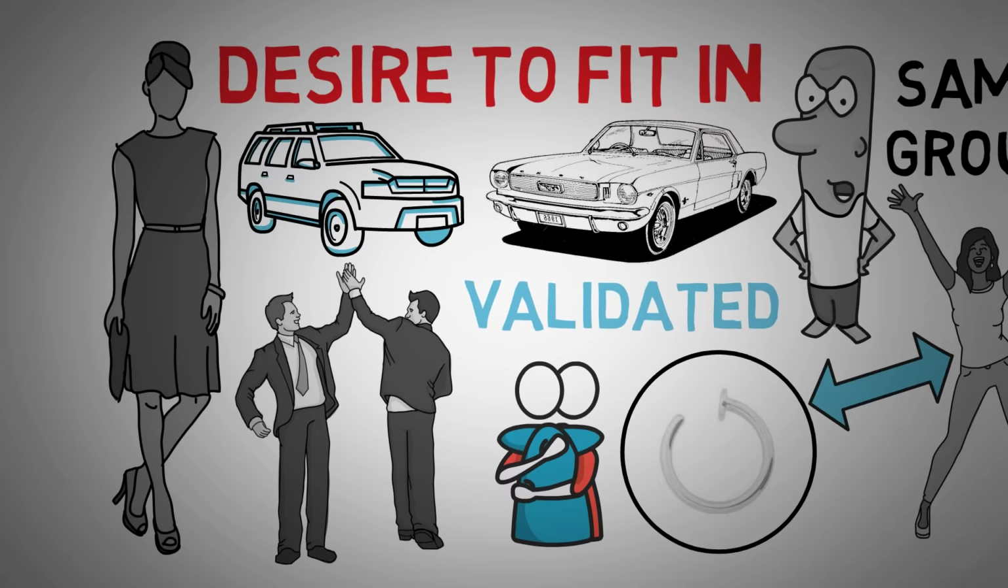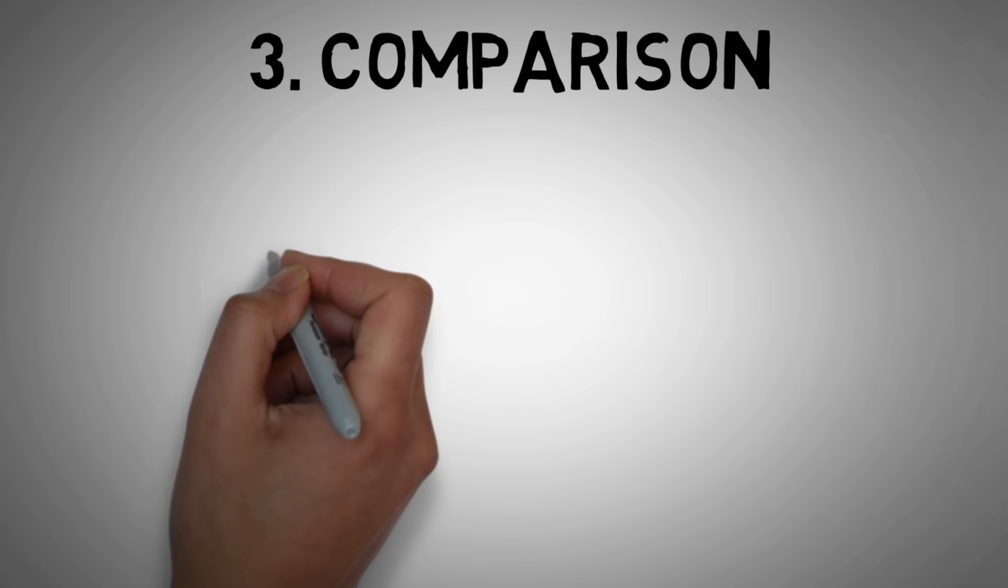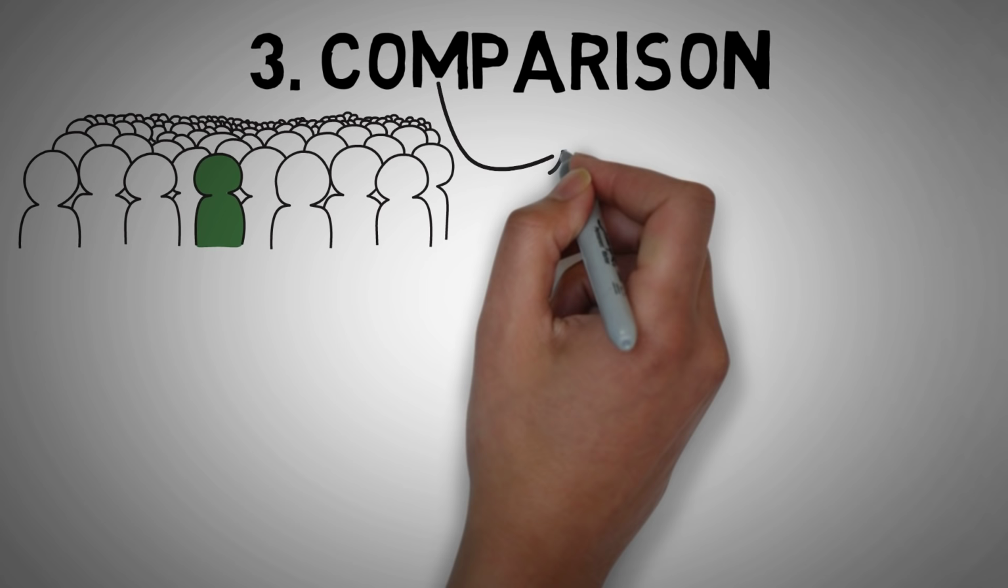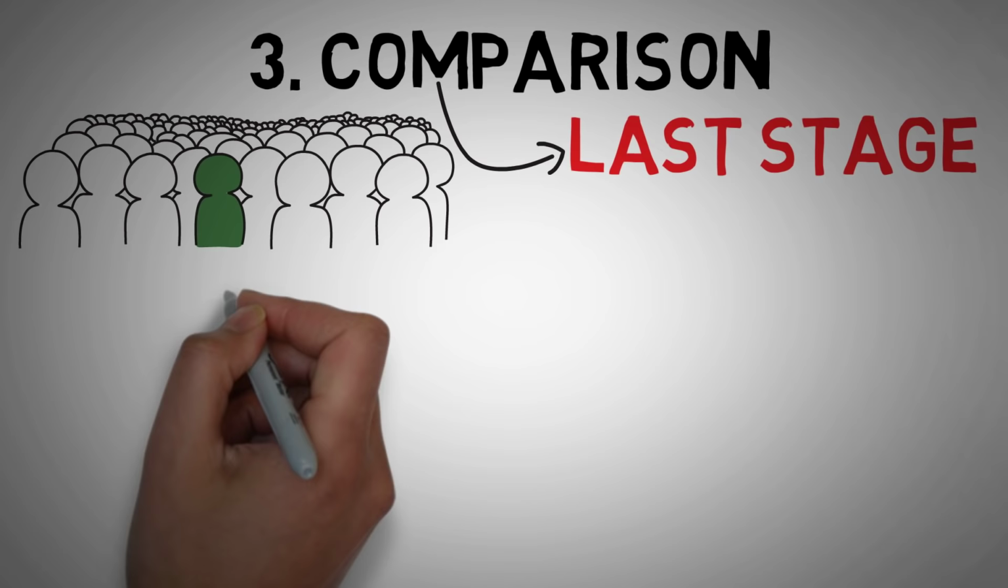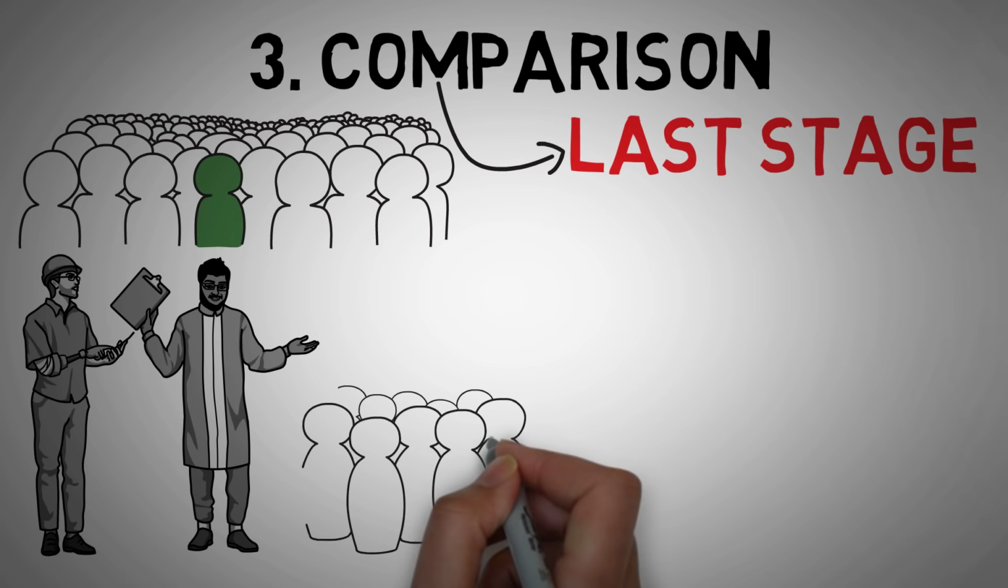So why do we get this type of validation for making our identities more obvious? It's because the last stage of the social identity theory is comparison, and this is where the us versus them mentality starts to come into play. One of Henri Tajfel's experiments regarding the social identity theory asked participants to compare and assess people in different groups, and these participants were given a group to identify with.